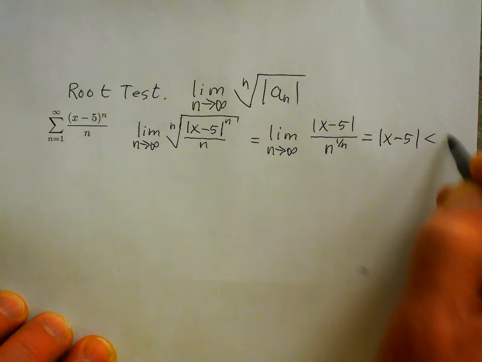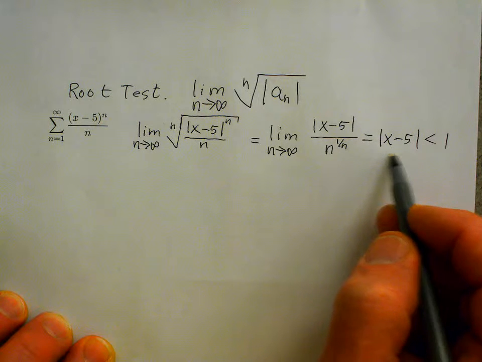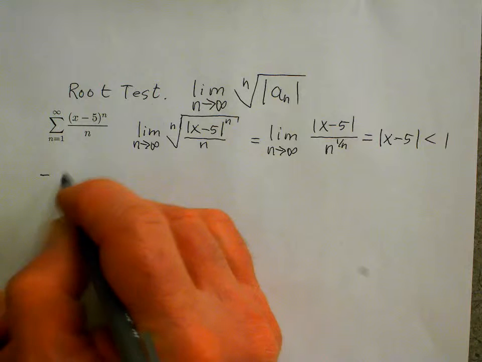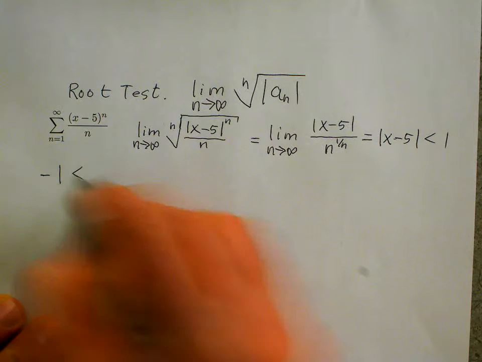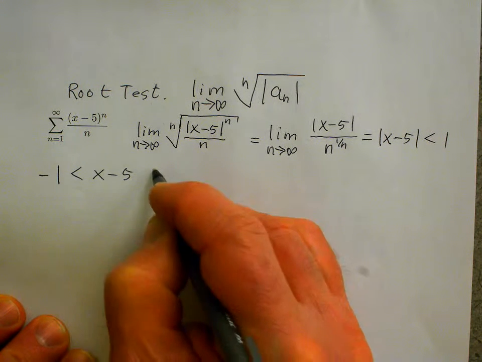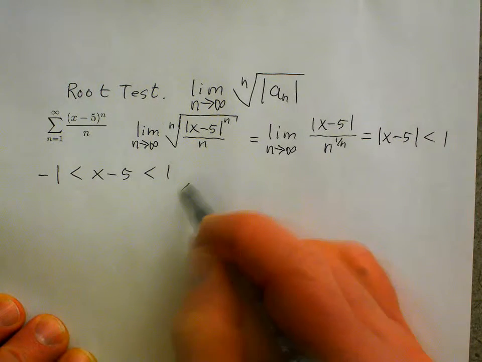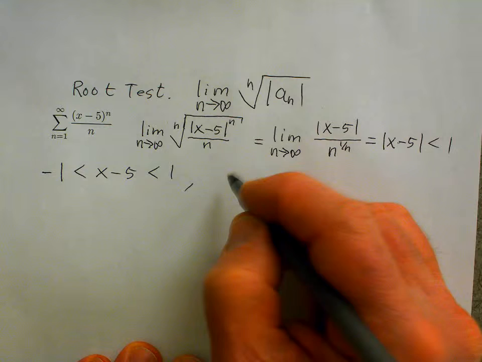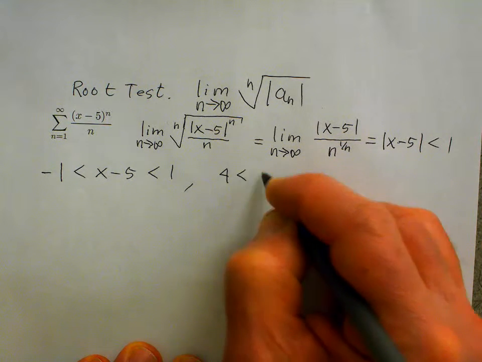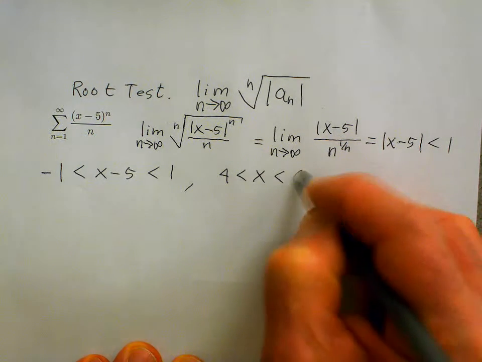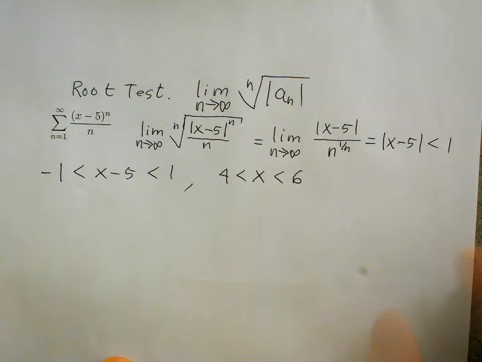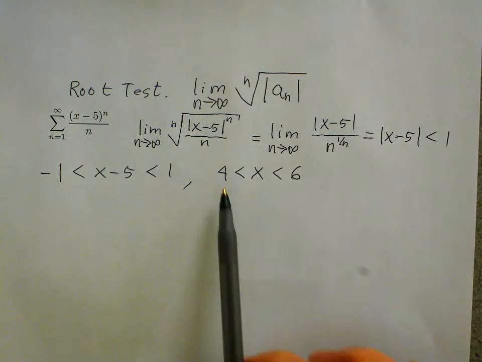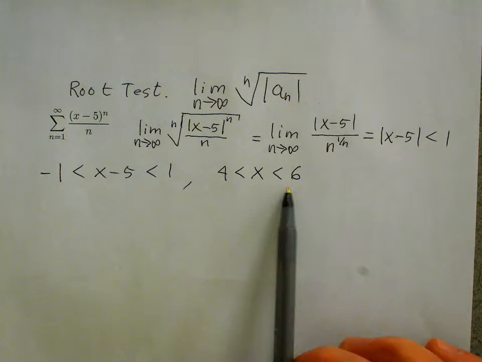So we want this to be less than 1. So if the absolute value of x minus 5 is less than 1, then without absolute value symbols, we have -1 less than x minus 5, which is less than 1. Then add 5 to all three parts, and we get 4 is less than x, which is less than 6. The radius of convergence is 1. The length of that interval is 2. 6 minus 4 is 2.